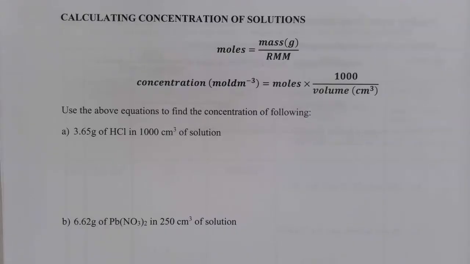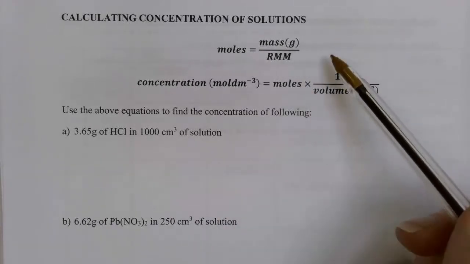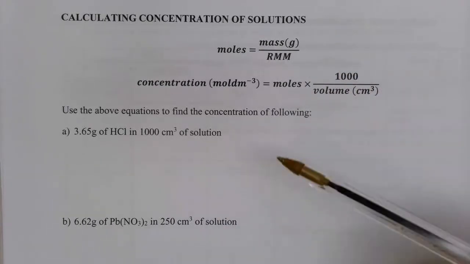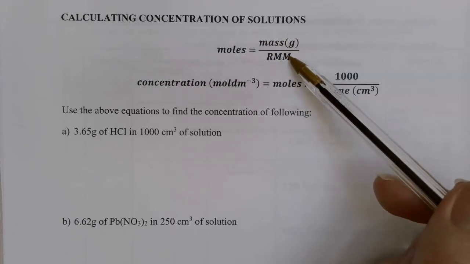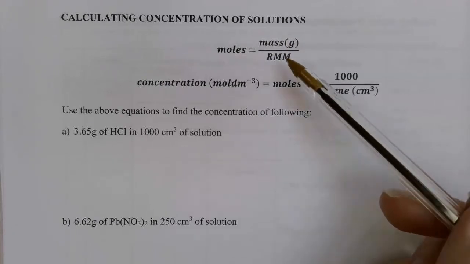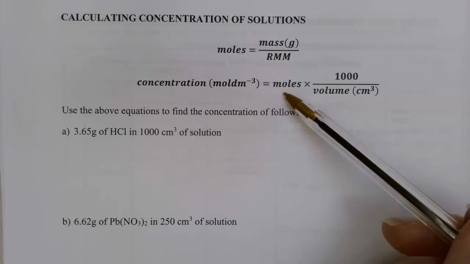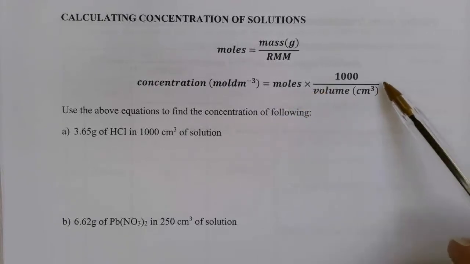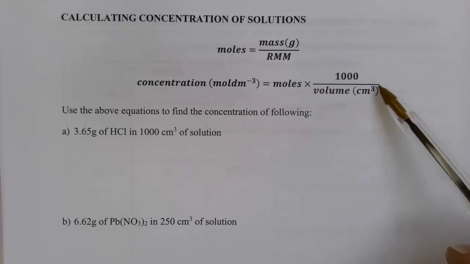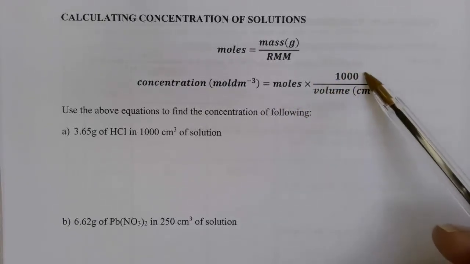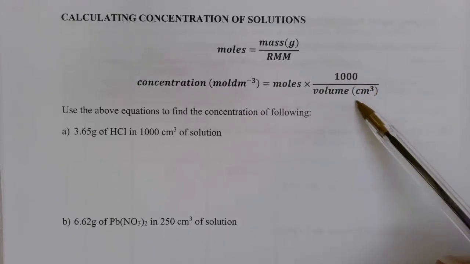So in this last bit of the video, we're going to be looking at calculating concentration of solutions. So these are 2 of the equations that you need to know. You need to know that moles is mass divided by RMM, and that concentration is moles per decimetre cubed. So that's moles times by the volume in decimetres cubed, and we usually work that out by going 1,000 divided by the volume in centimetres cubed.